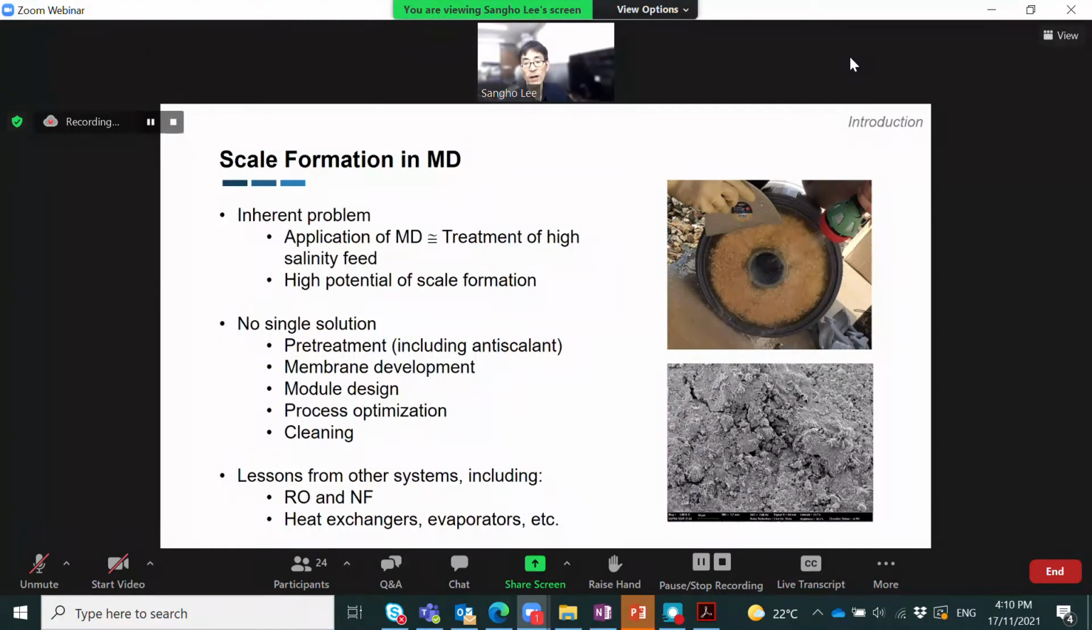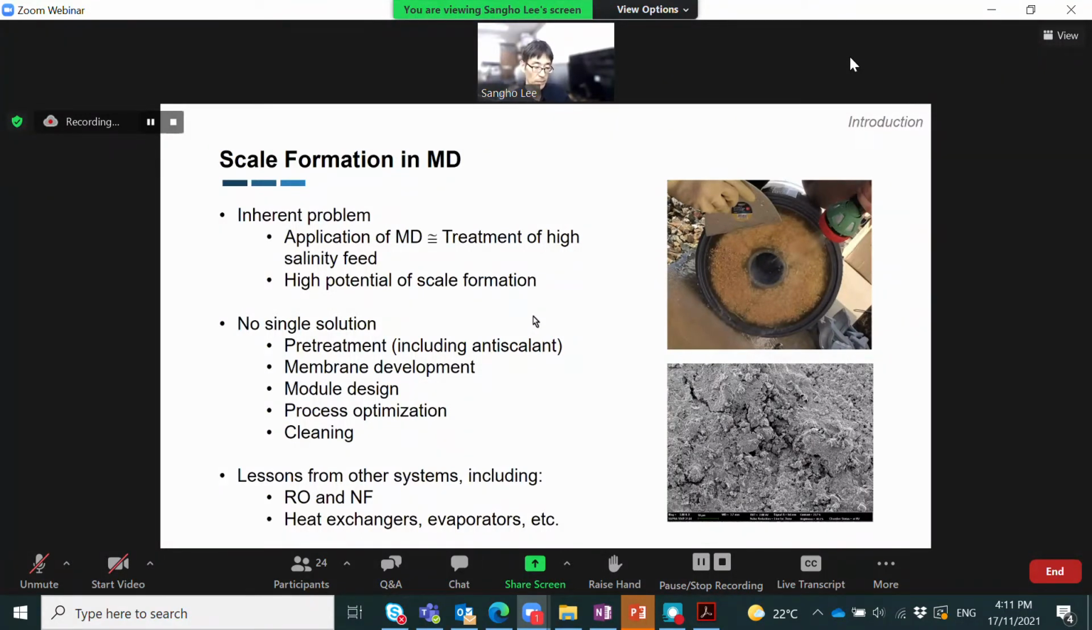Fortunately, we have a lot of experience from other processes like reverse osmosis and heat exchangers. Although membrane distillation itself is an emerging process, as for scale formation, we have a lot of similarities in the problems in MD with some other systems. So we can learn from those other systems and apply that, so that we can have some ideas to take care of MD scale formation.